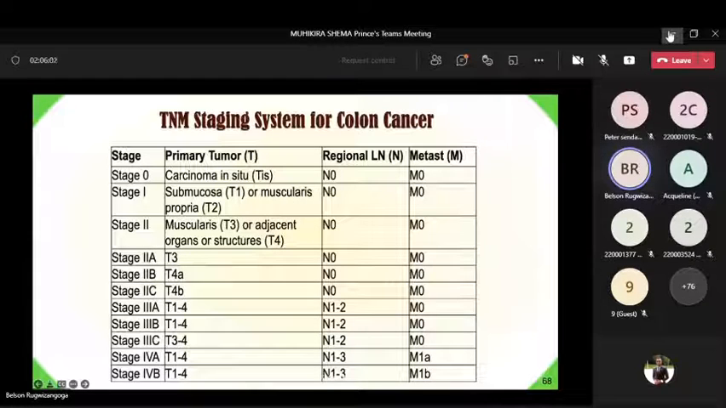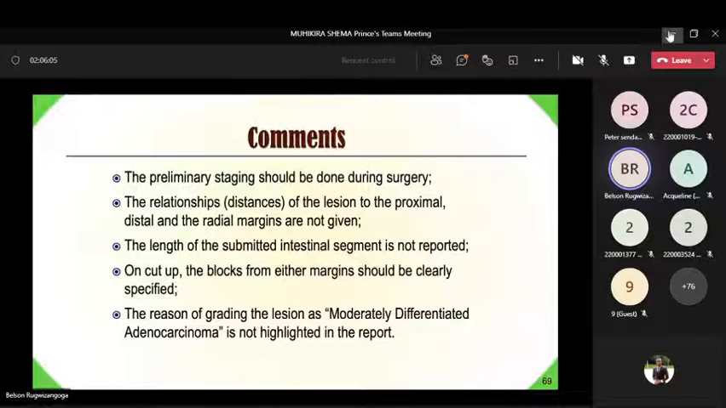So comment, the preliminary staging should be done during surgery. Of course, when they are doing surgery, they should see if there are lymph nodes which may be involved, if the liver looks normal or not. Of course, they look at the surface. Radiology will be more informative in such case. The relationships or distance of the lesion to proximal or distal or the radial margins were not given in the case we had. The length of the submitted intestinal segment was not reported, and so on.